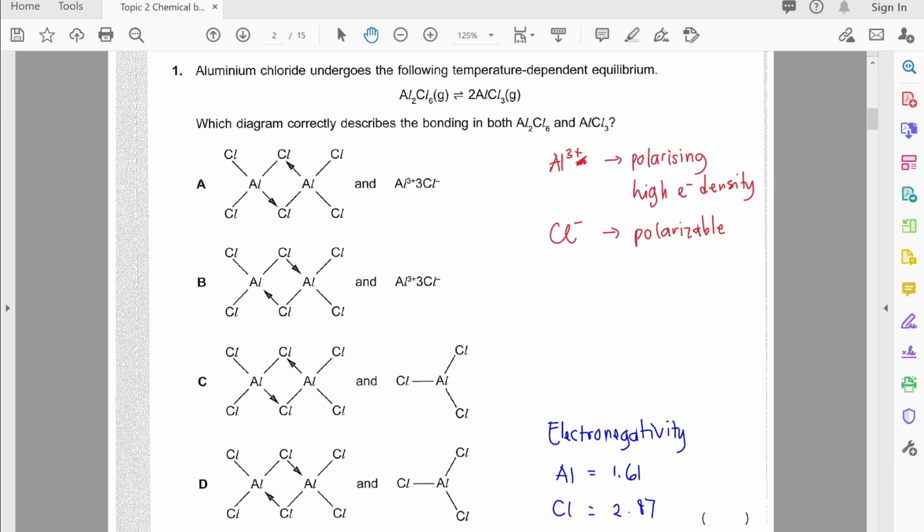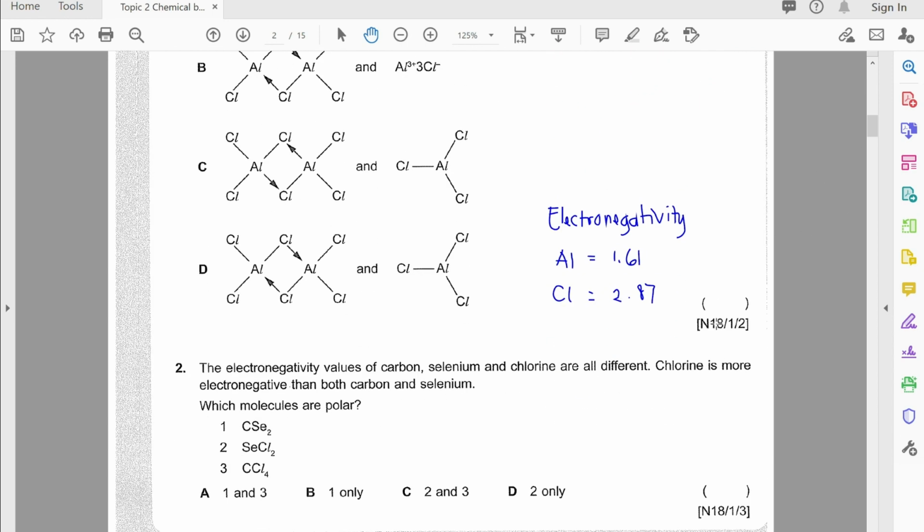We can also take a look at the difference in the electronegativity values of aluminium and chlorine. Aluminium is 1.61 and chlorine is 2.87, and the difference is 1.26. If the difference in electronegativity is less than 1.8, the covalent character is stronger than the ionic character. So we classify this as a covalent compound.